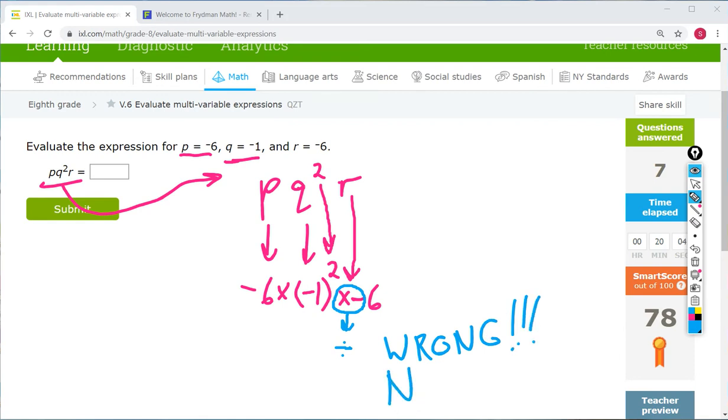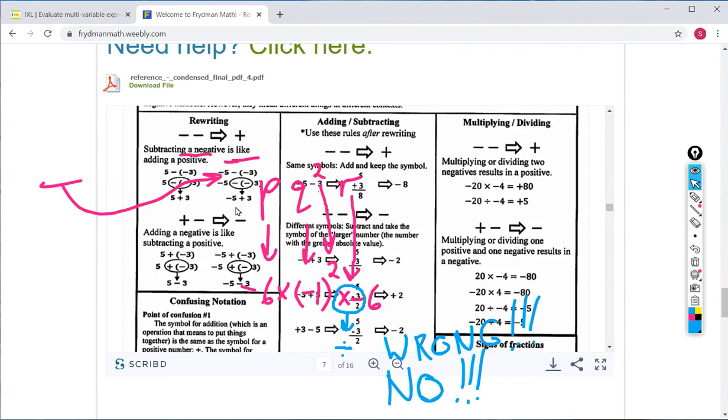Wrong. No. Absolutely wrong. Do not do that. The rewriting rules are only for addition and subtraction. We're only turning minus negative into plus and plus negative into minus. We do not use the rewriting rules when we're multiplying or dividing.